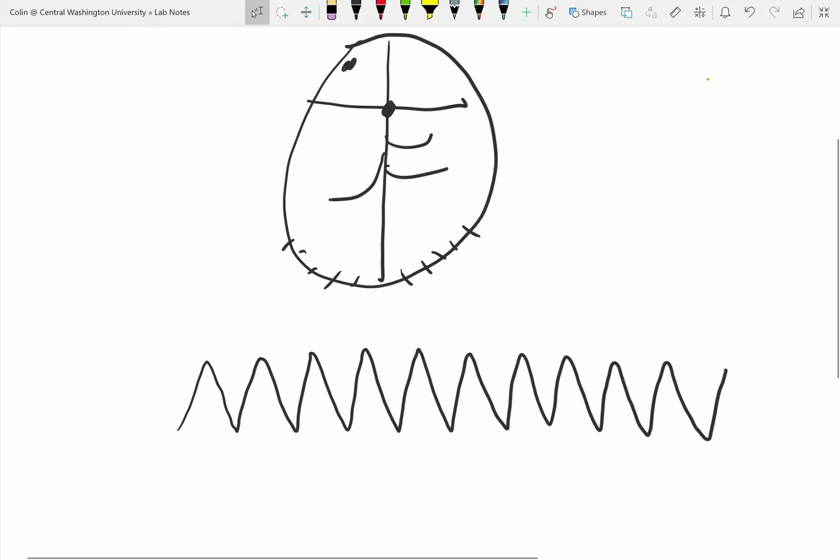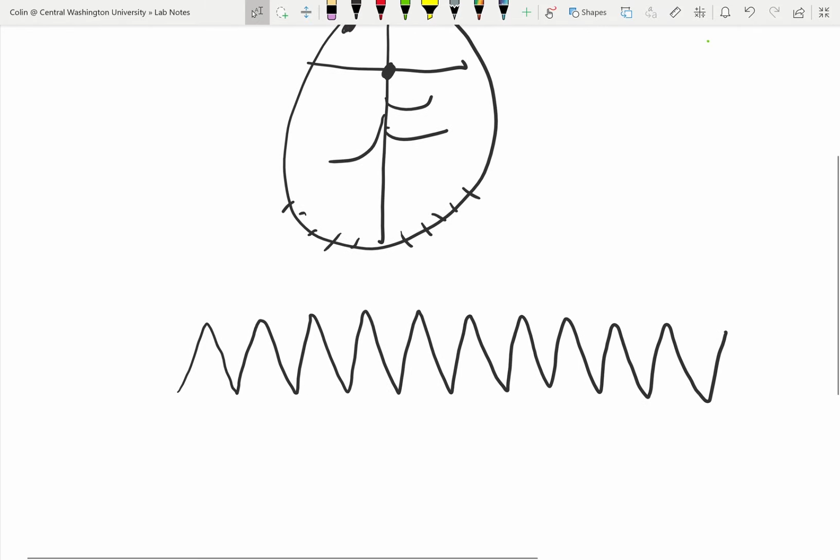And the AED is looking for this, and it sees Vtach. Well, Vtach is just going to be these wide QRS complexes. So if we draw, again, our normal heartbeat here, I would argue it's pretty hard to confuse those two, right? They don't look similar.